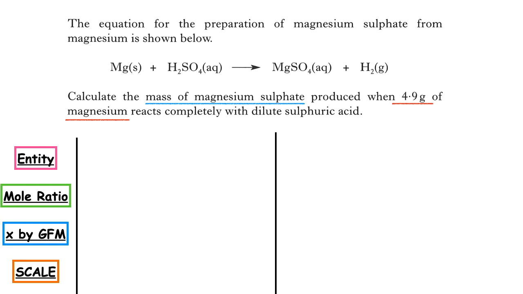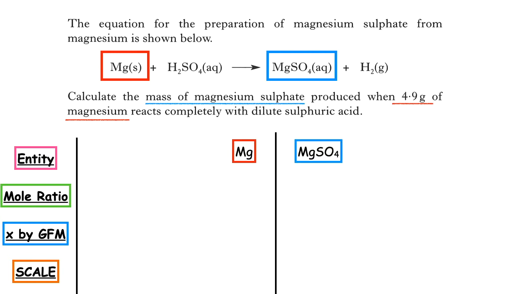The first step is we have to identify the entities that they're giving us in the question. So they want us to work out the mass of magnesium sulfate. So I am going to put a box around the MgSO4. And I'm going to use a different colour here and put a box around the magnesium, which formula is Mg. So we write those down, Mg and MgSO4. Please remember to put a box around those.